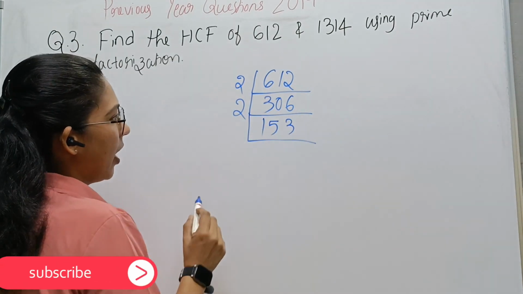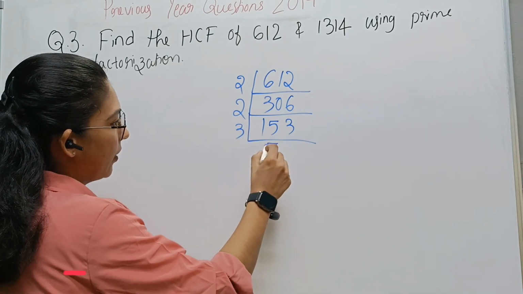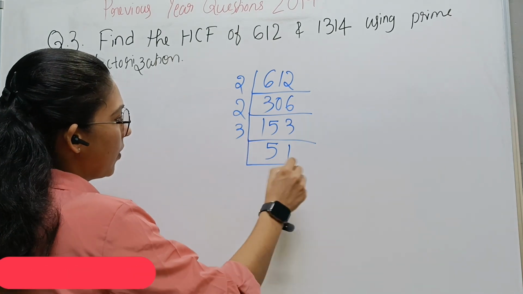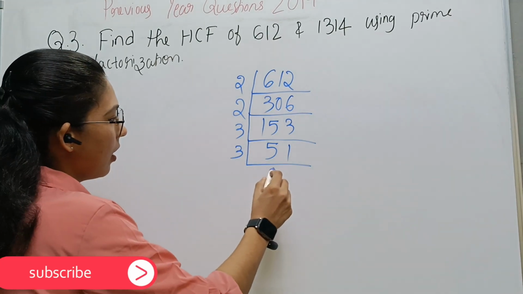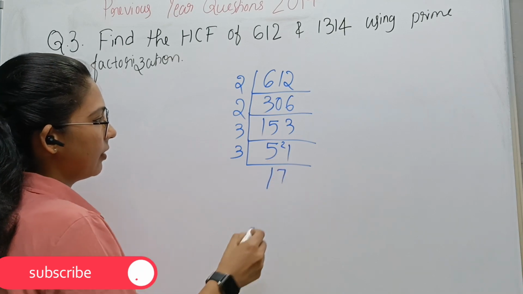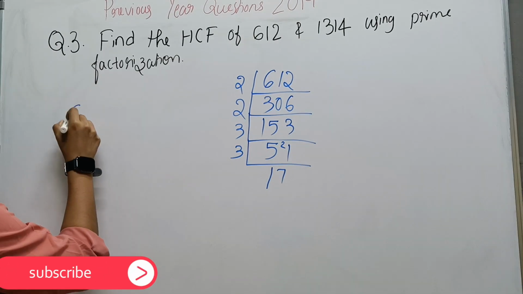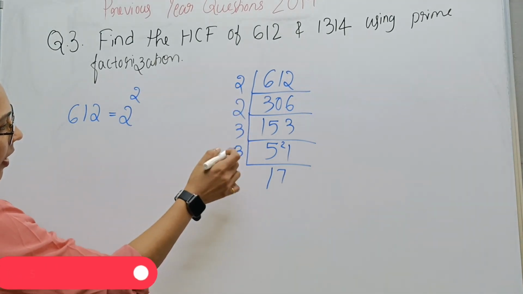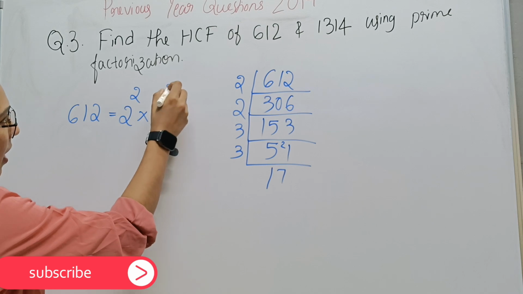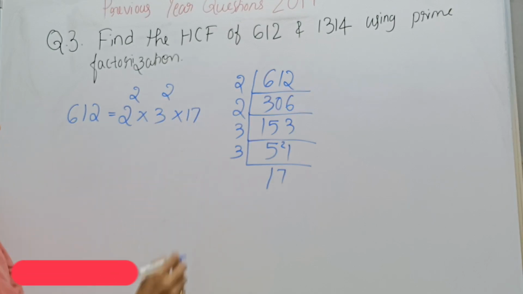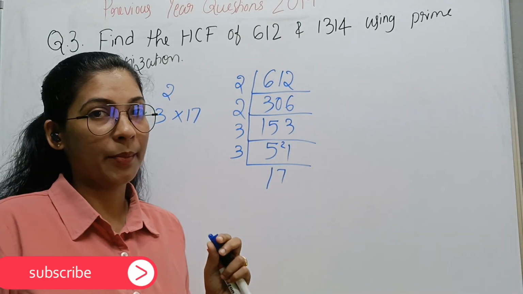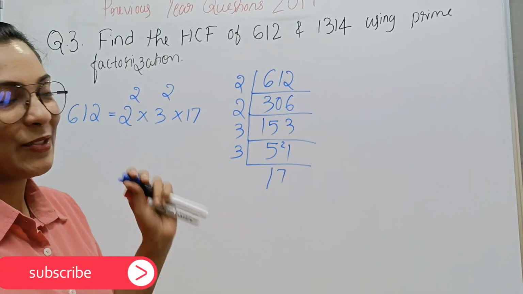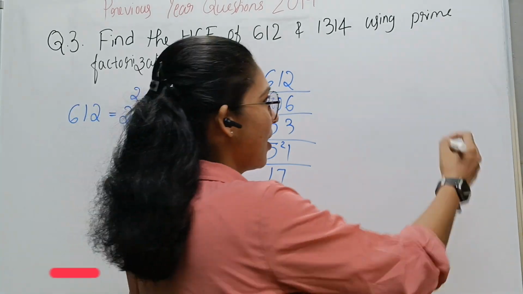Now 3: 5 3s are 15 and 1 3 is 3. Now again divide with 3: 1 3 is 3, 7 3s are 21. So 612 is equal to 2 to the power 2 into 3 to the power 2 into 17. We cannot factorize 17 because it's a prime number. So these are the factors of 612. And now let's factorize 1314.